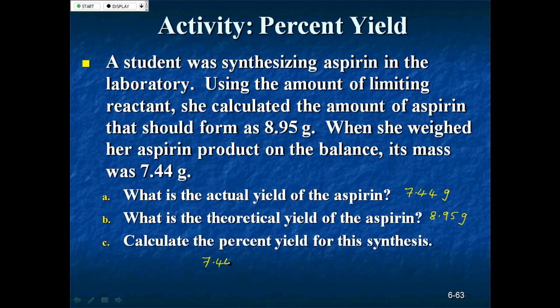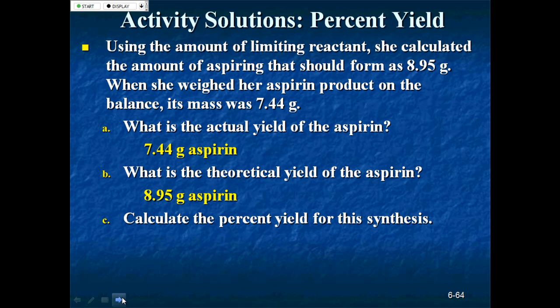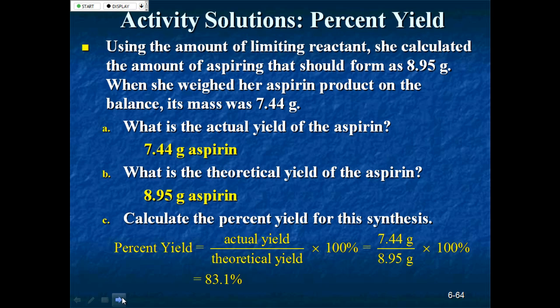So 7.44 divided by 8.95 multiplied by 100. What do we get? 83.113. Okay, that was a good reaction. She did well. Okay, yep, 83.1. Good. So, percent yield is okay?